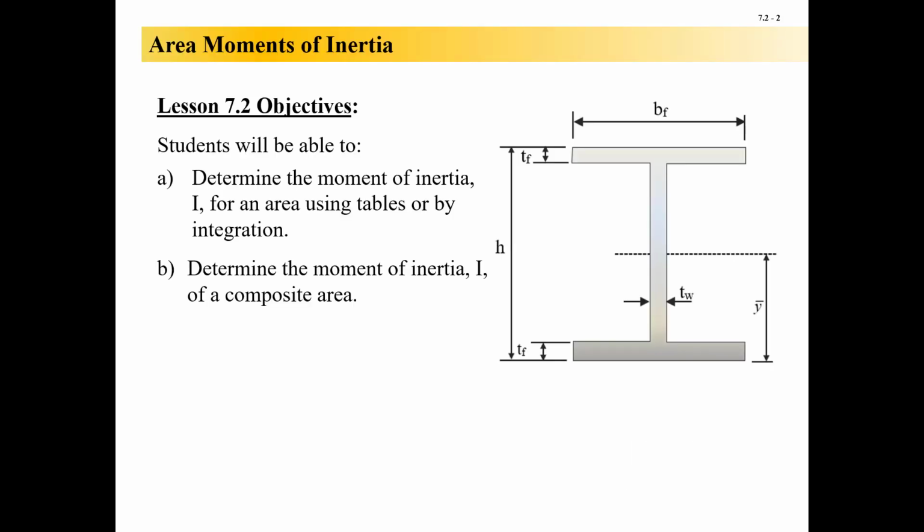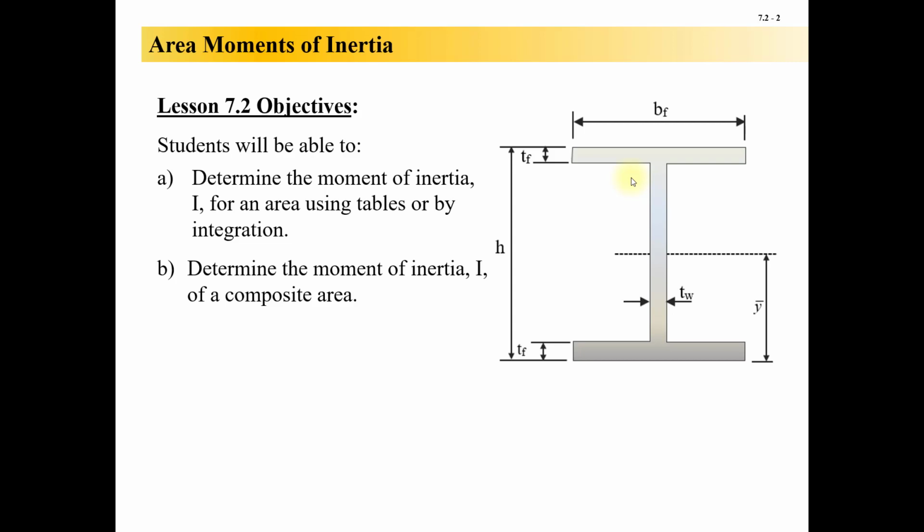Our objectives: we're going to learn how to determine the moment of inertia for a simple area, using tables or by integration. If it's a function, we can integrate and find the moment of inertia. If it's a basic shape, a triangle, a circle, a semicircle, a square, we can use tables. And then we have composite areas also, which are built up areas, shapes that are made up of a bunch of little shapes that we know.